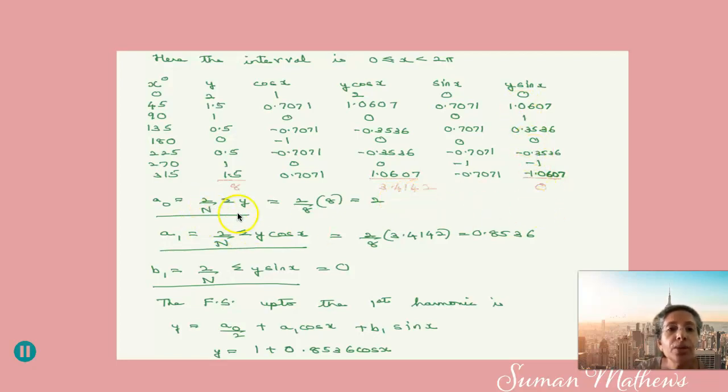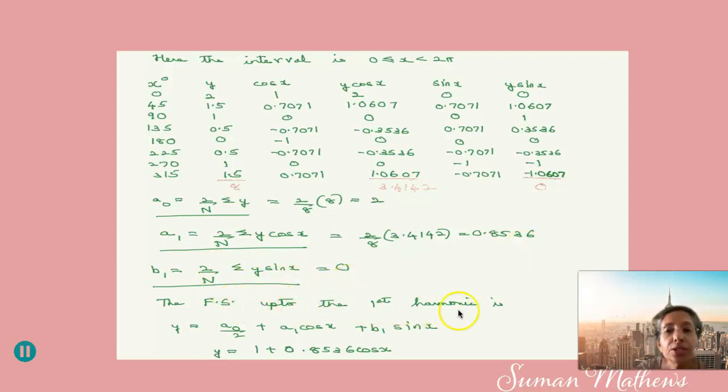So a0 is 2 by n summation y, that is 2 by 8. N is 8 here, there are 8 terms. Into summation y is 8, so this is 2. a1 is 2 by n summation y cos x, that is 2 by 8. Summation y cos x is 3.4142, that is 0.8536. b1 is 2 by n summation y sin x, and that is 0.